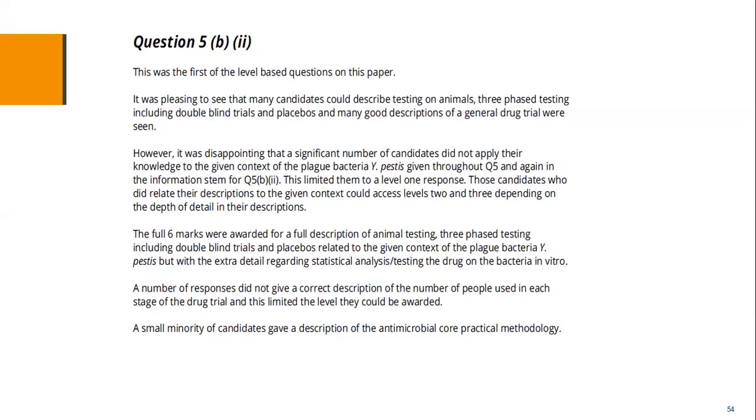Occasionally you get, again, it's reading the question carefully. It's obviously about drug testing. A minority of candidates gave a description of the antimicrobial core practical methodology. So some students will go straight into describing a practical which is not relevant to the question they're being asked.